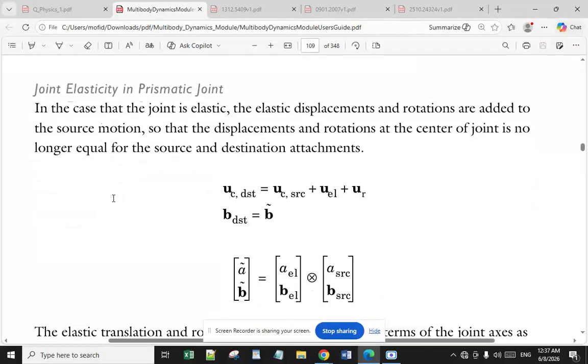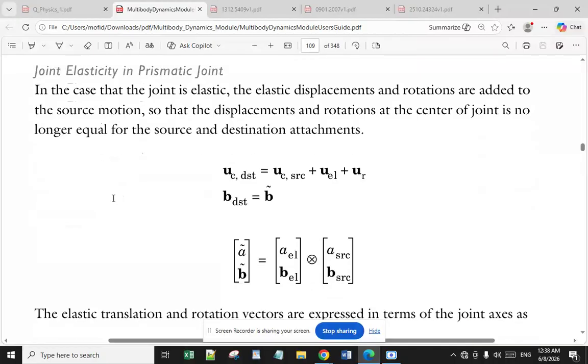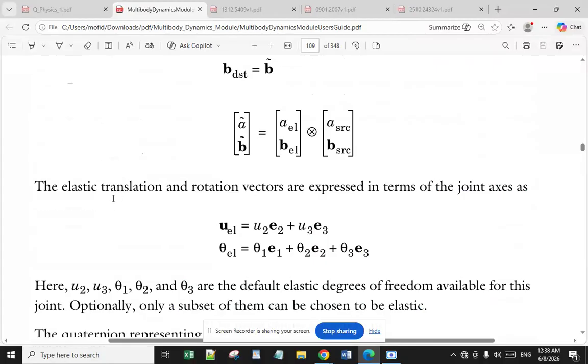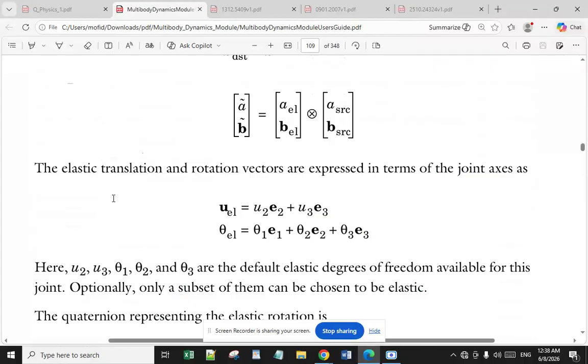So next is the joint elasticity in the prismatic joint. In the case that the joint is elastic, the elastic displacement and rotations are added to the source motion so that the displacement and rotations at the center of joint are no longer equal for the source and destination attachments. We have UC destination is equal to UC source plus UA1 plus UR, where B destination is equal to B prime. The elastic translation and rotation vectors are expressed in terms of the joint axis as follows.